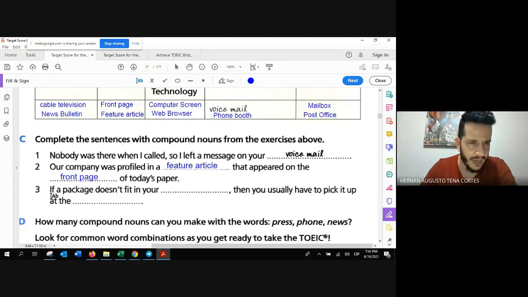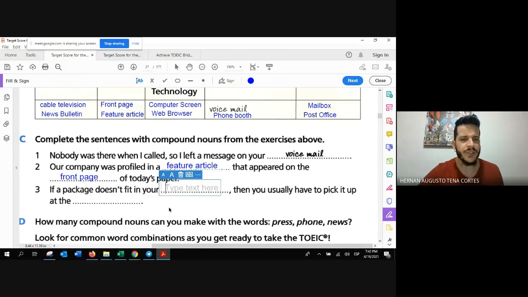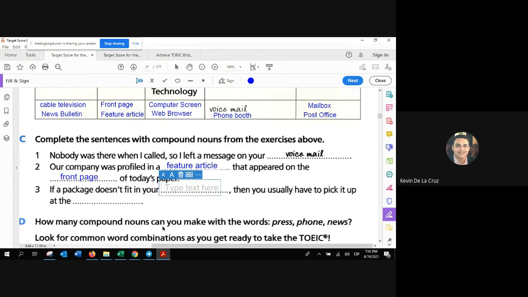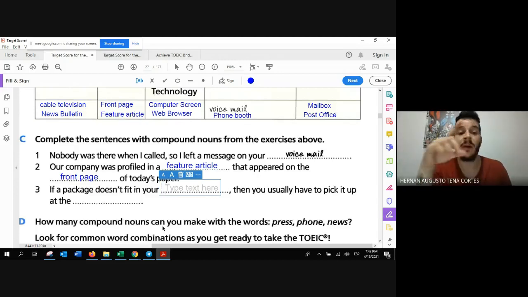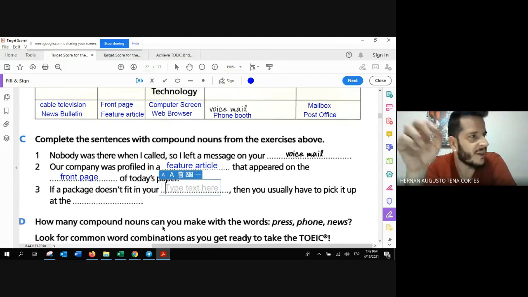Let's go to number 3. If a package doesn't fit in your, then you usually have to pick it up at the. Okay, let's take a look here. Where do you put packages, guys? Where do you go? Web browser? No, but let's say you have a physical package, maybe letters or a birthday card, a physical one, not an electronic one. We put it in a mailbox.